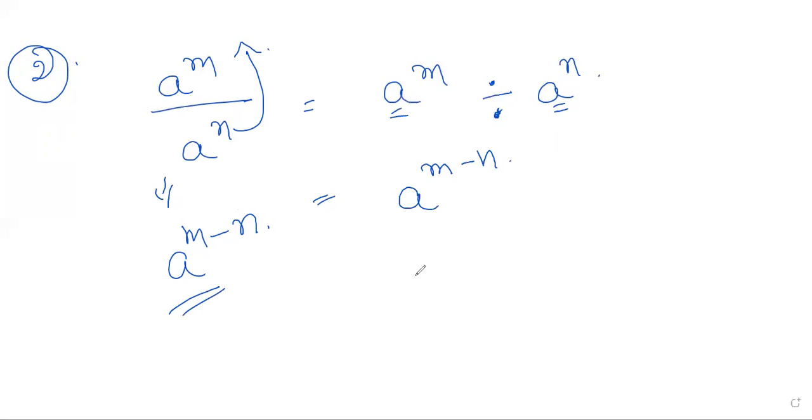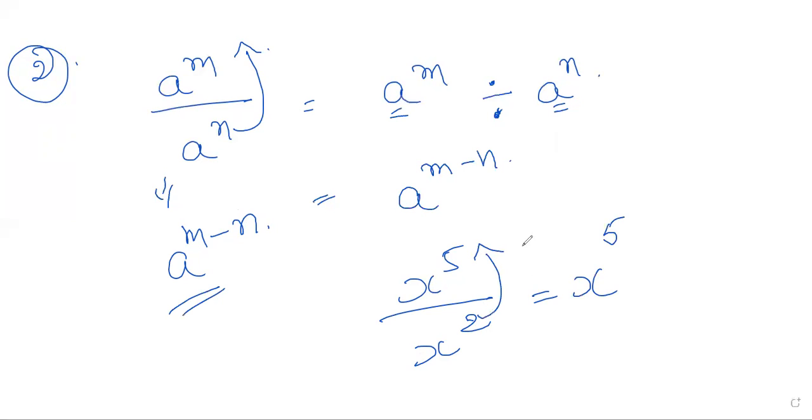I will give you an example. x to the power of 5 by x to the power of 2. That is equal to, x is same, the bases are same. Now 5, bring this 2 to the numerator, so it becomes minus 2. That is equal to x to the power of 3.